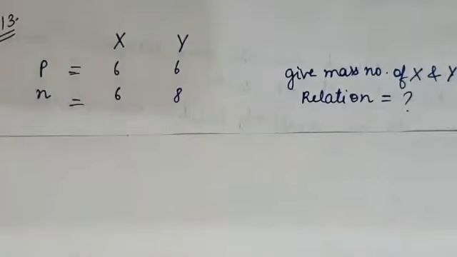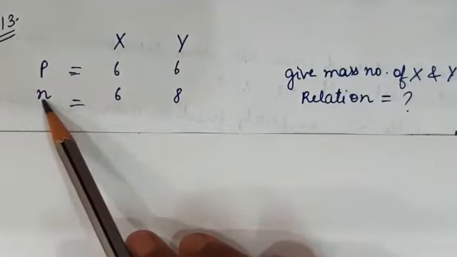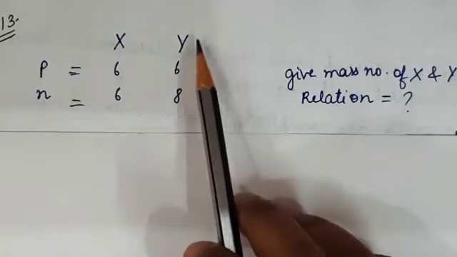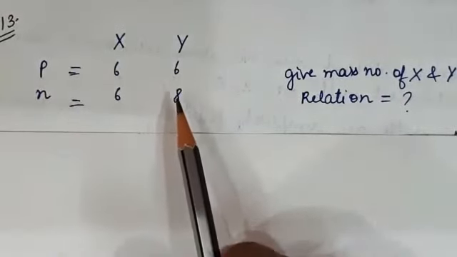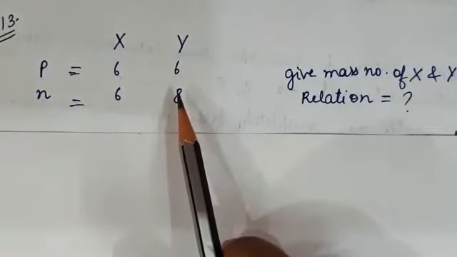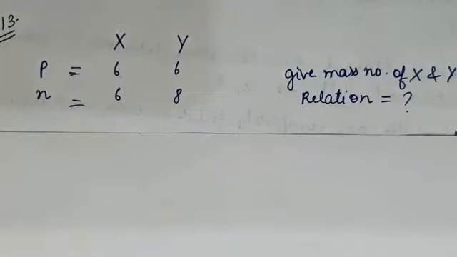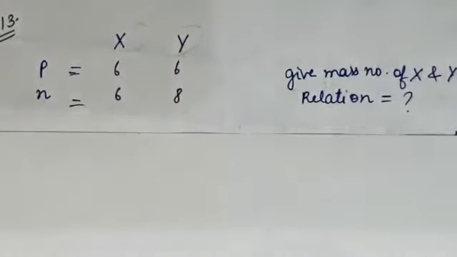Coming to question number 13. The composition of the nuclei of the atomic species X and Y are given as under. X and Y, the protons are given and neutrons are given. For X, protons are 6, neutrons are 6. For Y, protons are 6, neutrons are 8. So, what is asked in the question? You have to calculate the mass number of X and Y elements, plus you will have to tell the relationship between these two species.